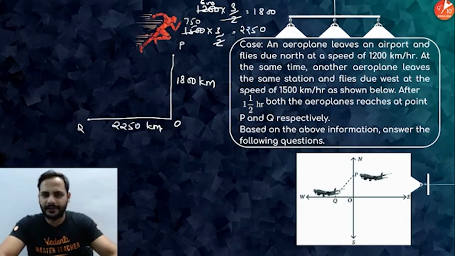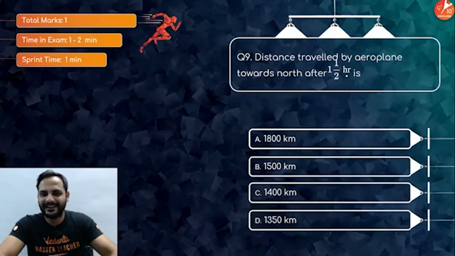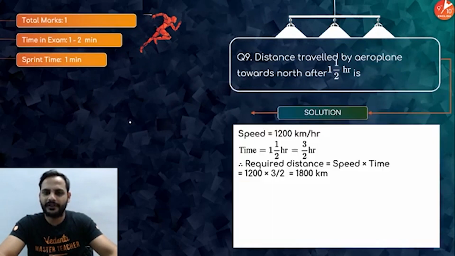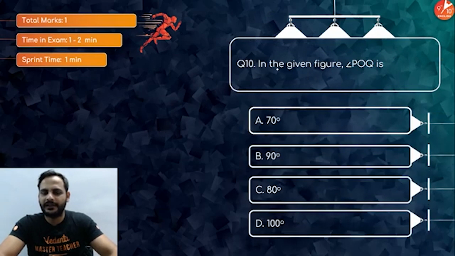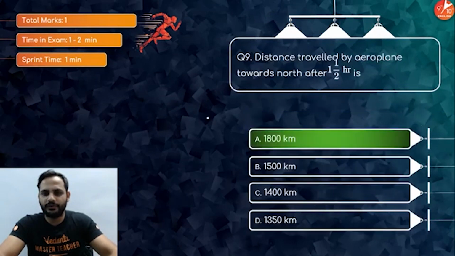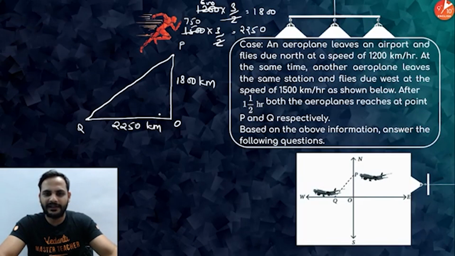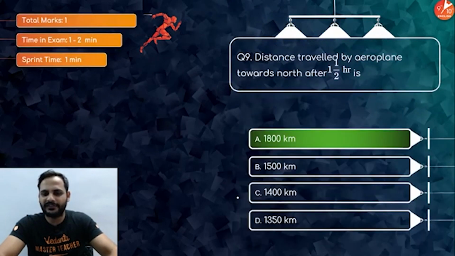Alright, okay. Let's see what the question is. I think PQ will be asked, something like that. Distance traveled by the aeroplane towards north after 1.5 hours. So after 1.5 hours, how much distance? 1800 kilometers, already found. Next one. In the given figure, angle POQ. Angle POQ is easy, it is 90 degrees. Okay, both the questions were easy only.